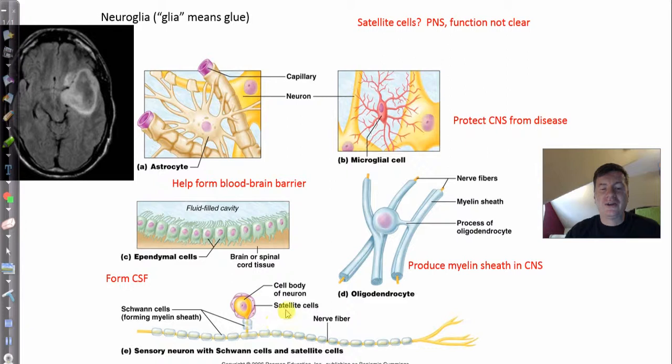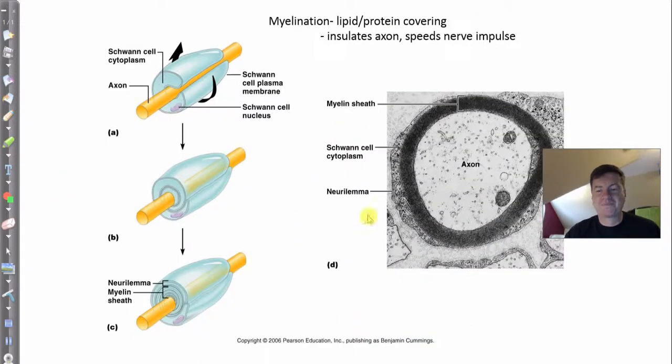Finally, there's another type here, satellite cells, and I mentioned it up here. These are peripheral nervous system cells. What they do is not exactly clear. Some people argue they have a slight immune system role. Some other people argue they have a slight repair role. We're not quite sure what satellite cells specifically do.